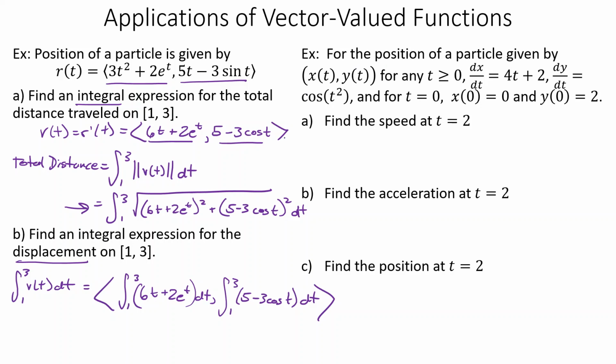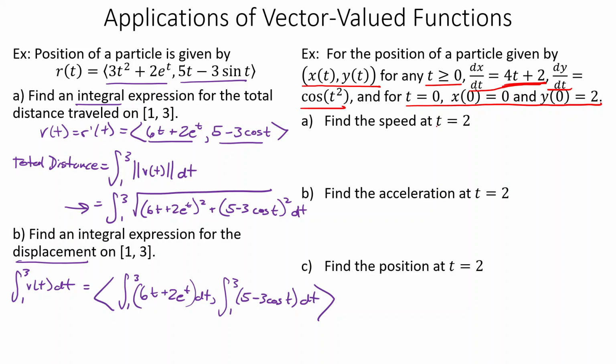All right, next one here. Let's switch some colors. I think this is the last problem. For the position of a particle given by, all right, so we're using basically parametric equations, but again, it works just like vector-valued functions, x of t, y of t. For any t greater than or equal to 0, the derivative of x is 4t plus 2. The derivative of y is cosine of t squared. For t equal to 0, we've got this point here: x of 0 is 0, y of 0 is 2.